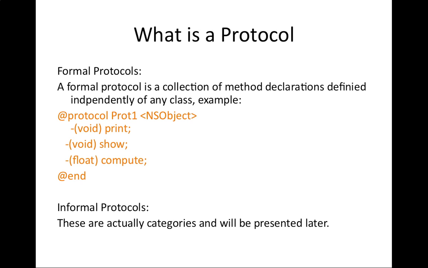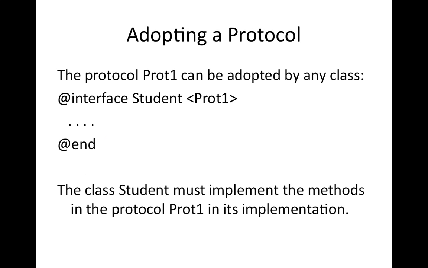Informal protocols, these are actually categories. And I'm going to talk about those later. So adopting a protocol. Protocol 1 can be adopted by any class. So interface student, protocol 1, which means the class student must implement the methods of protocol 1 in its implementation. So what does that say? Well, Java people, you're looking at an interface. Well, a protocol sort of is an interface, but it isn't. It can be used sort of like an interface.